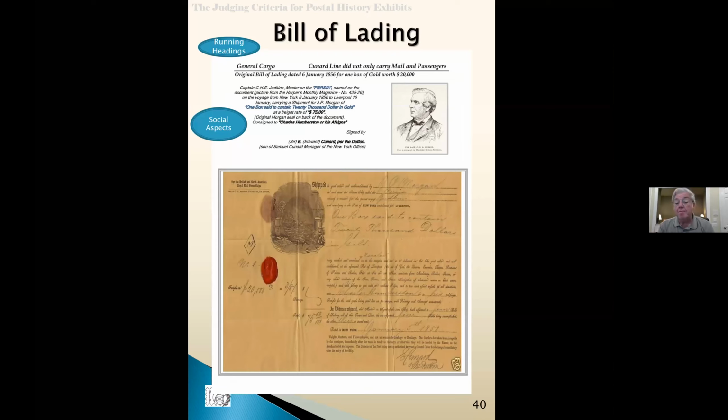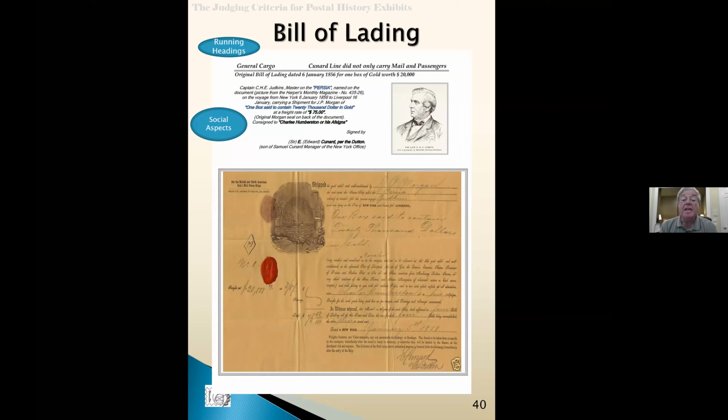Here's another ephemera page. This is a bill of lading. It's an interesting bill of lading. The bill of lading is for 1 box of gold, dated 6 January 1856. The one box was worth $20,000 in 1856, and the freight rate was $75.